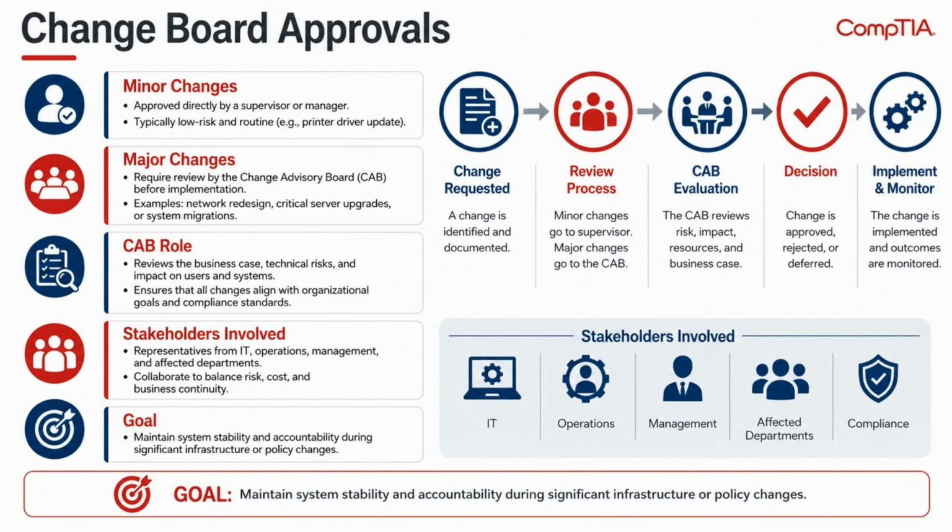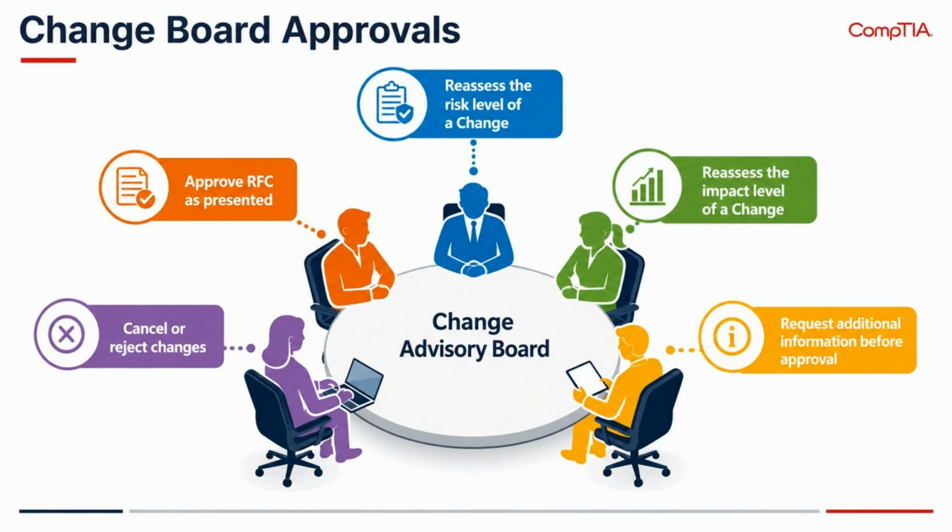The CAB reviews the business case, technical risks, and impact on users and systems, ensuring changes align with organizational goals and compliance standards. Stakeholders involved include representatives from IT, operations, management, and affected departments. Here's what an actual CAB meeting record looks like. Notice the business case, the risk assessment, and the final approval decision, all documented together.